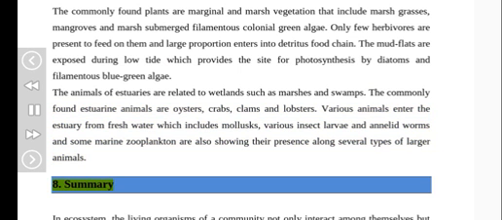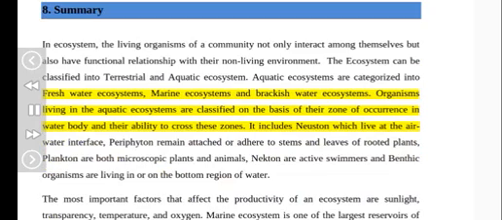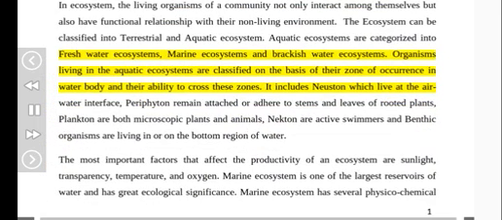8. Summary. In an ecosystem, the living organisms of a community not only interact among themselves but also have functional relationship with their non-living environment. The ecosystem can be classified into terrestrial and aquatic ecosystem. Aquatic ecosystems are categorized into freshwater ecosystems, marine ecosystems and brackish water ecosystems. Organisms living in the aquatic ecosystems are classified on the basis of their zone of occurrence in a water body and their ability to cross these zones.